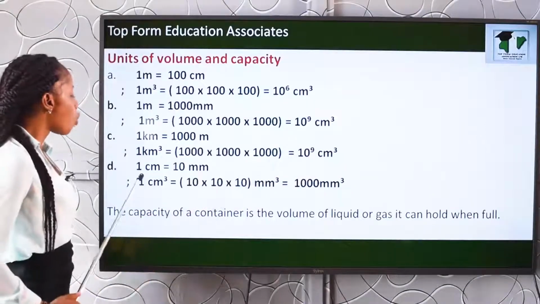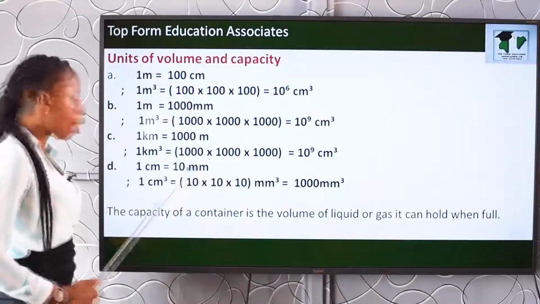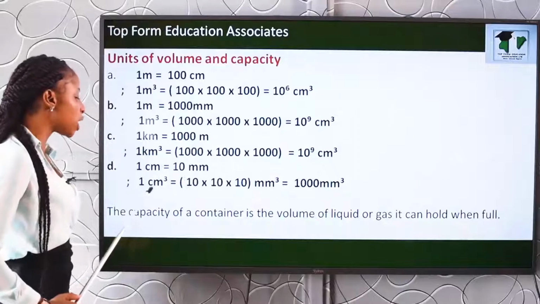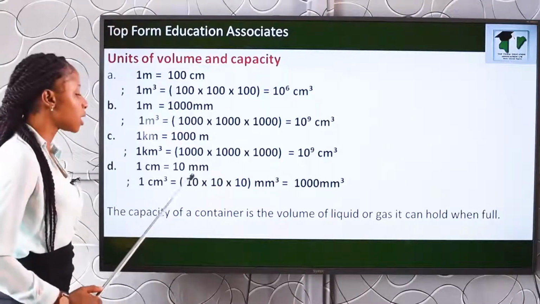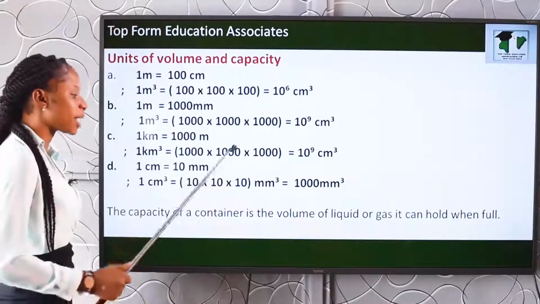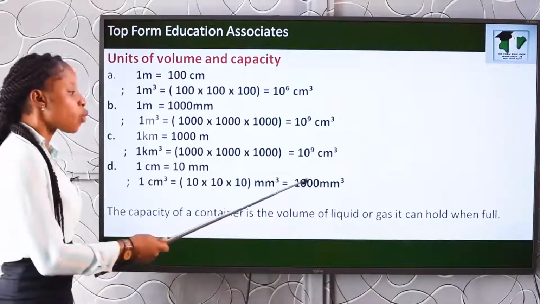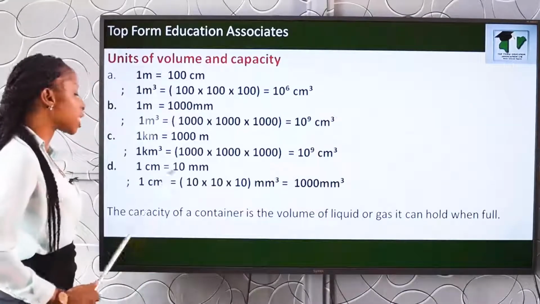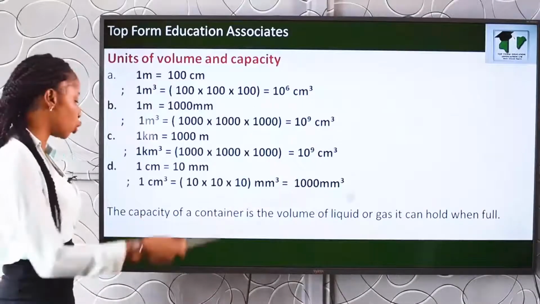Now, finally, 1 centimeter will make 10 millimeters, or 10 millimeters will make 1 centimeter. So in volume, 1 centimeter cubed will give us 10 multiplied by 10 multiplied by 10 millimeters cubed. So therefore, we have it as 1,000 millimeters cubed. So 1 centimeter cubed is the same thing as 1,000 millimeters cubed.